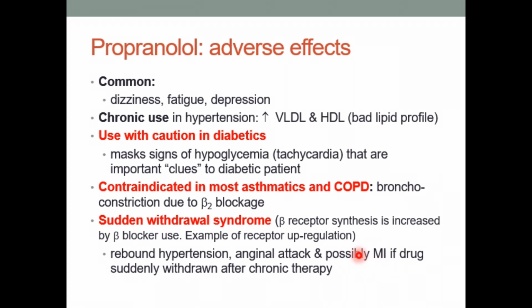So if the patient is on a long-term beta blocker, especially propranolol, you have to reduce the dose slowly. You don't suddenly withdraw the drug. That can lead to sudden withdrawal syndrome, because of the upregulation, which leads to an increase in beta receptors, and that means the patient is more sensitive now.